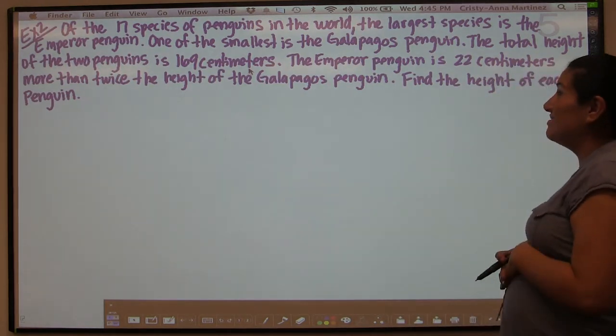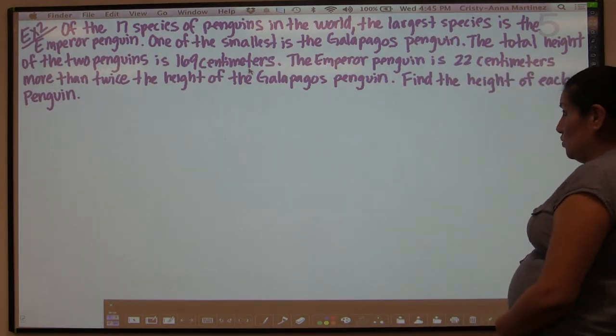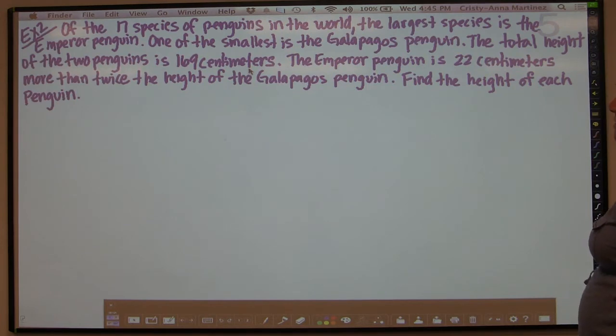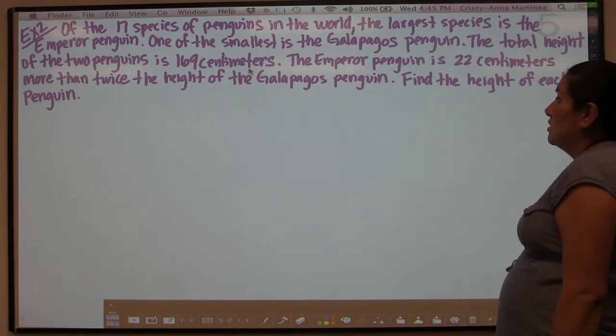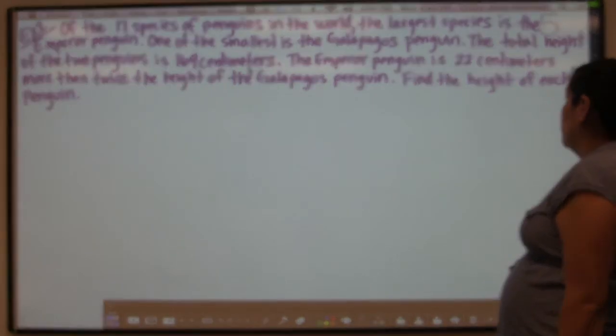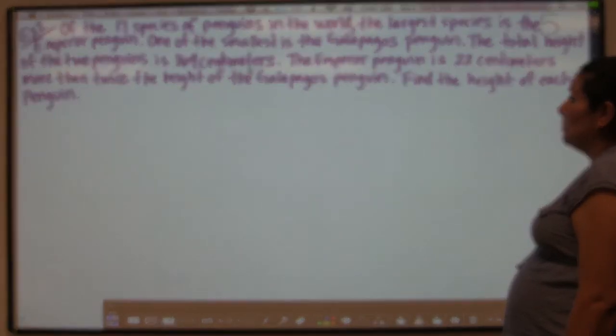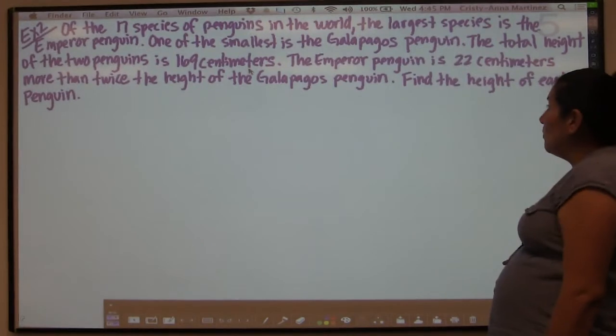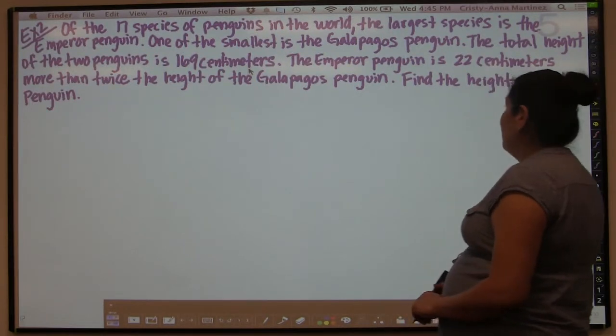It says, of the 17 species of penguins in the world, the largest species is the emperor penguin. One of the smallest is the Galapagos penguin. The total height of the 2 penguins is 169 centimeters. The emperor penguin is 22 centimeters more than twice the height of the Galapagos penguin. Find the height of each penguin.